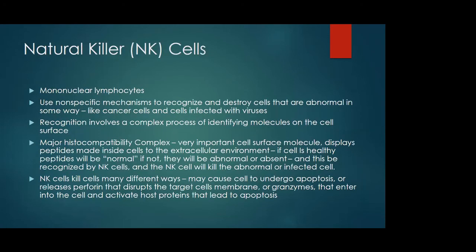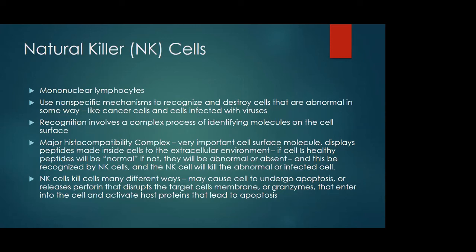First, a little bit about natural killer cells. They are mononuclear lymphocytes. That means when you're looking at them, you only see one nucleus. When you look at neutrophils and some of the other granulocytes, their nuclei look very unusual. Natural killer cells recognize and destroy cells that are abnormal, including cancer cells and cells infected with virus.